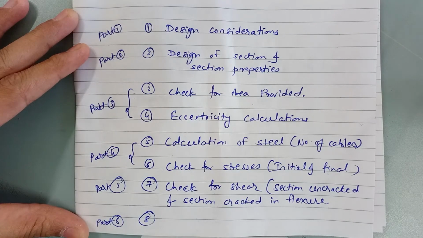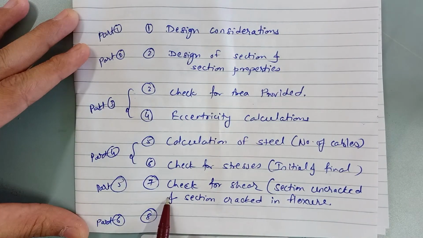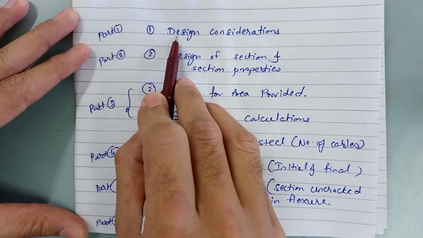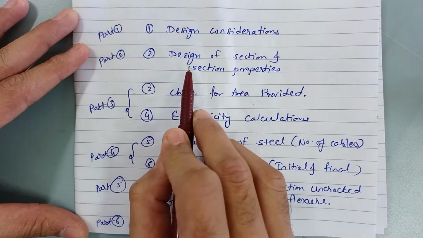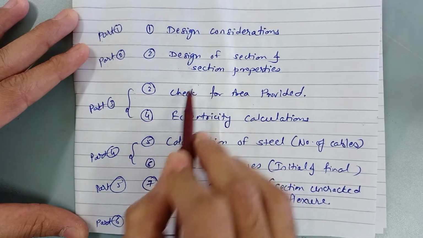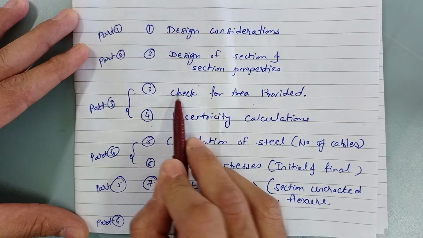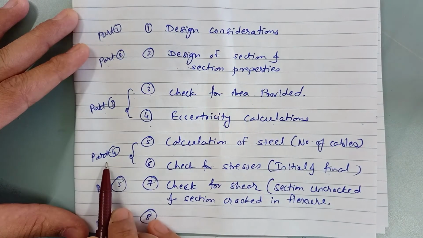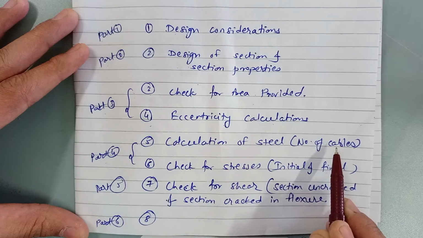Now just have an overview. Till now we have covered a total of 7 steps. In part 1 video there is step number 1, design considerations. Part 2 video, step number 2, design of section and section properties. In part 3, steps number 3 and 4 were covered, that is check for area provided and eccentricity calculation. In part 4 video, calculation of steel, that is number of cables required, was done.